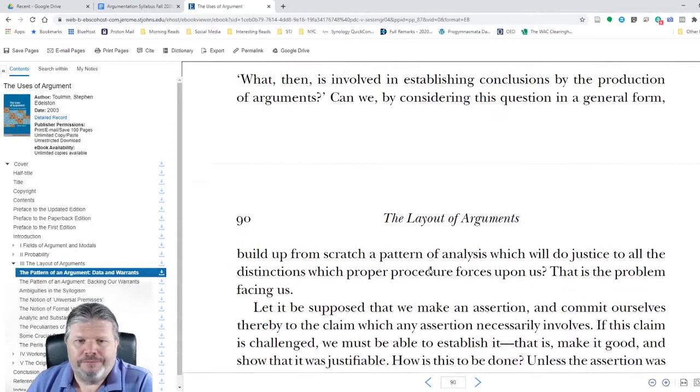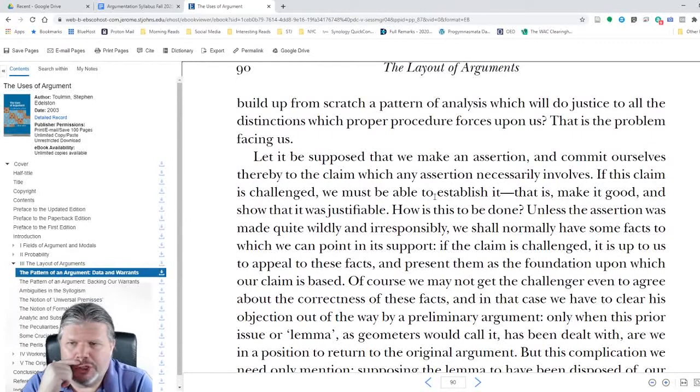This is on page 90: let it be supposed that we make an assertion and commit ourselves thereby to the claim which any assertion necessarily involves.